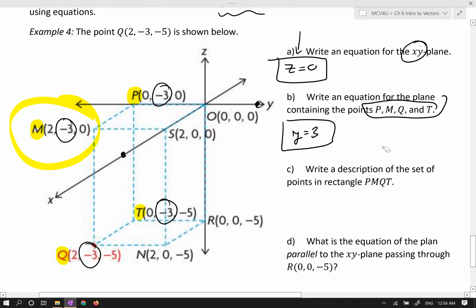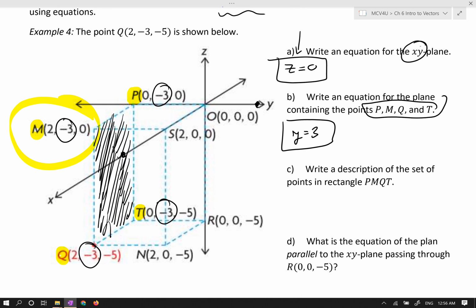Fantastic. All right, now let's look at that rectangle, P, M, Q, and T. And we want to describe all of the points that fall inside that rectangle. How many points fall inside that rectangle? An infinite number, even if the surface area involved there is not infinite. Okay, so we're looking on this plane. We're looking in this rectangle, and we're describing all the points.